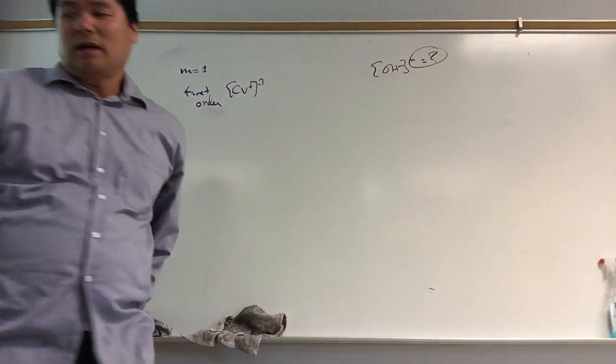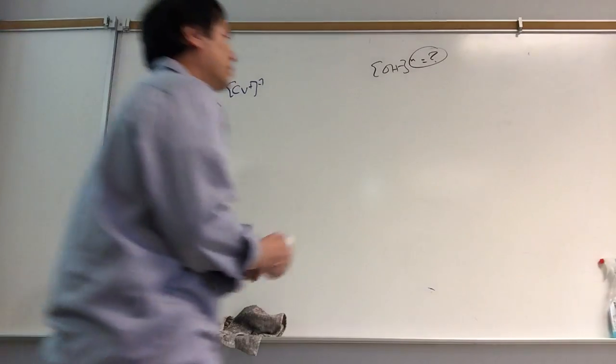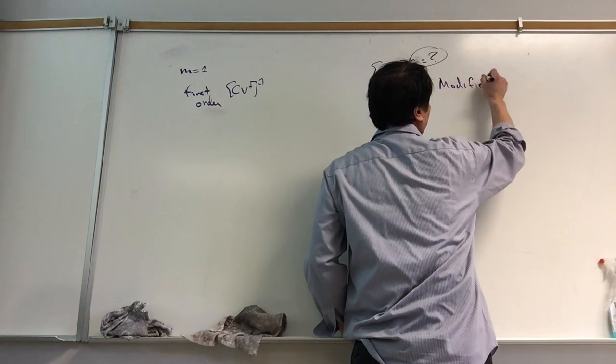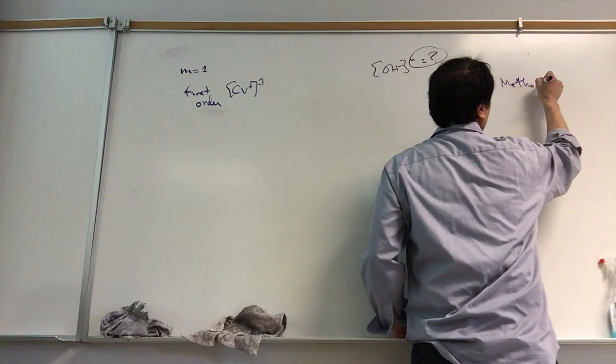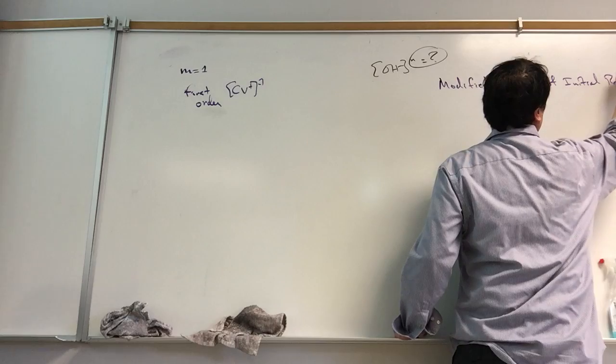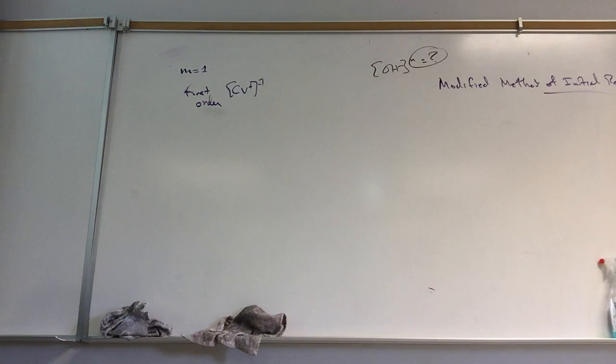And so what else could we do then? Well, we could try the method of initial rates, but we can't do the method of initial rates because we don't have the initial rate. And so what we're going to do is a modified method of initial rate. In this particular experiment, because we don't have the initial rate, it turns out we don't need the initial rate.